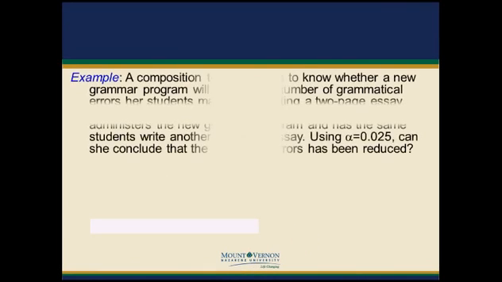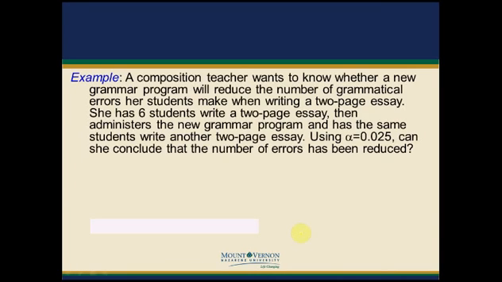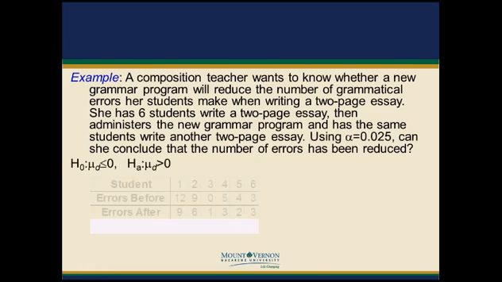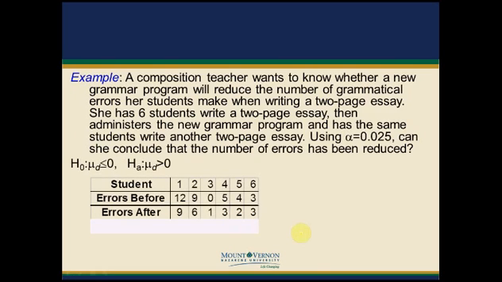Let's take a look at another example. In this example, a composition teacher wants to know whether a new grammar program will reduce the number of grammatical errors her students make when writing a 2-page essay. She has 6 students write a 2-page essay, then administers the new grammar program, and then has the same students write another 2-page essay. We're going to use alpha equal to 0.025 to see if we can conclude that the number of errors has been reduced. So we start off with the hypotheses.